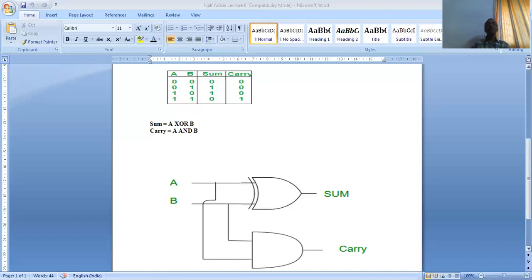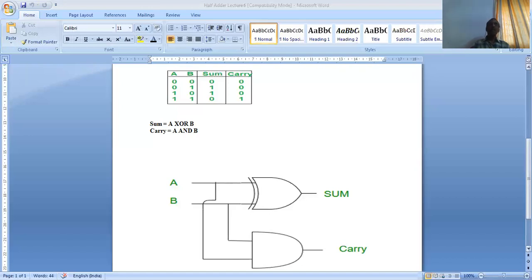Friends, let us see when A equal to 1, B equal to 0, the output of the lower AND gate, that is carry, equal to 0. This is because 1 multiplied by 0, the output of the AND gate, is 0.